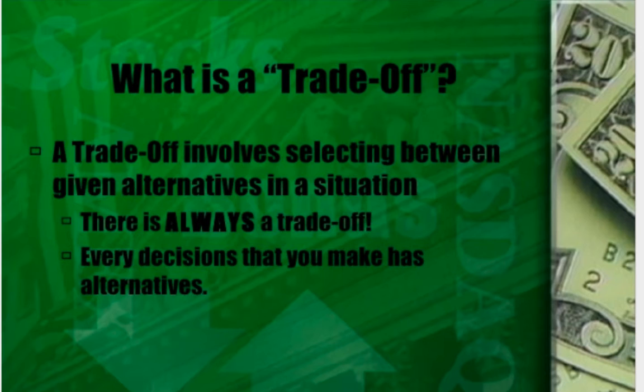So what is a trade-off? A trade-off involves us selecting between a given alternative in a situation. There is always a trade-off. And that means that every decision that you make has alternatives. We made a decision today to come to school or not. You make a decision to go to college or go straight to the workforce. Either way, you have to give something up in order to have what you want.